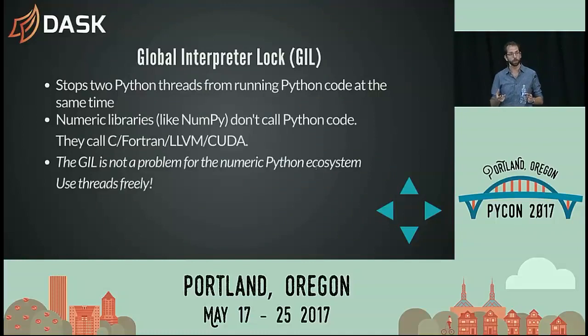The GIL. People are often concerned about parallelism and the GIL. Again, for the numeric stack, this actually doesn't matter. The GIL is not a problem if you're mostly running numeric code with libraries like NumPy, Pandas, and Scikit-learn. The GIL stops two Python threads from executing Python code at the same time. But our threads are just calling out to some C function, and then they wait until that function returns. So we're not actually calling Python code. We're calling C or Fortran code. So you can run Python with many threads and saturate your hardware very easily if you're using NumPy or Pandas or that sort of stack. You should use threads freely, unless you're doing Pythonic string manipulation. But use threads, just a general comment.